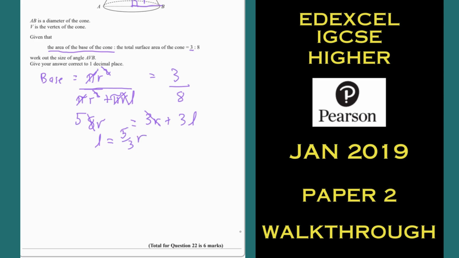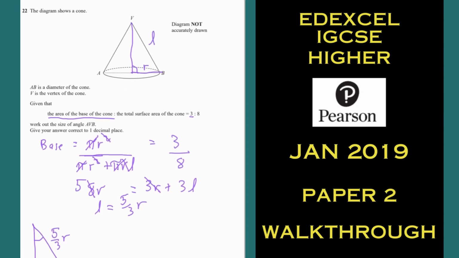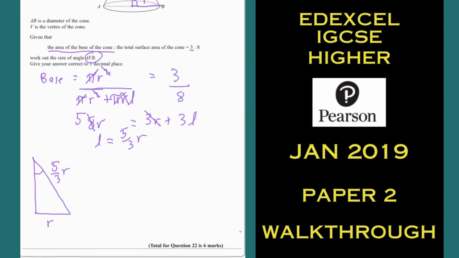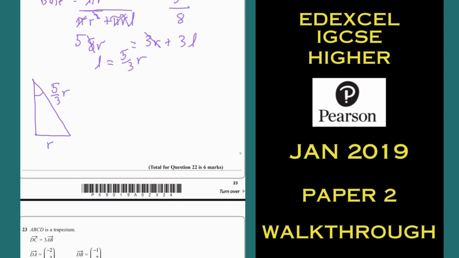5/3 r. Why does that help? Let's look at the triangle. That's r. The slant is L, but it's not anymore. It's gone. It's 5/3 r. And this angle here is half the angle we want. It asks for angle AVB. So I need to double this angle I'm about to find.